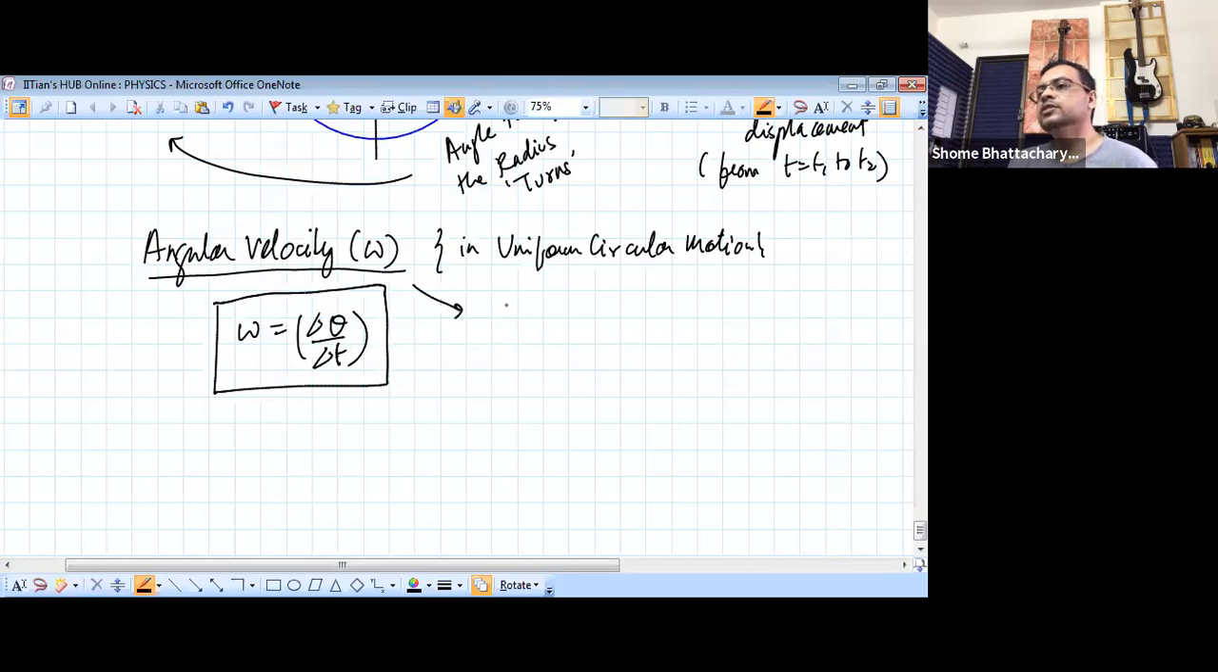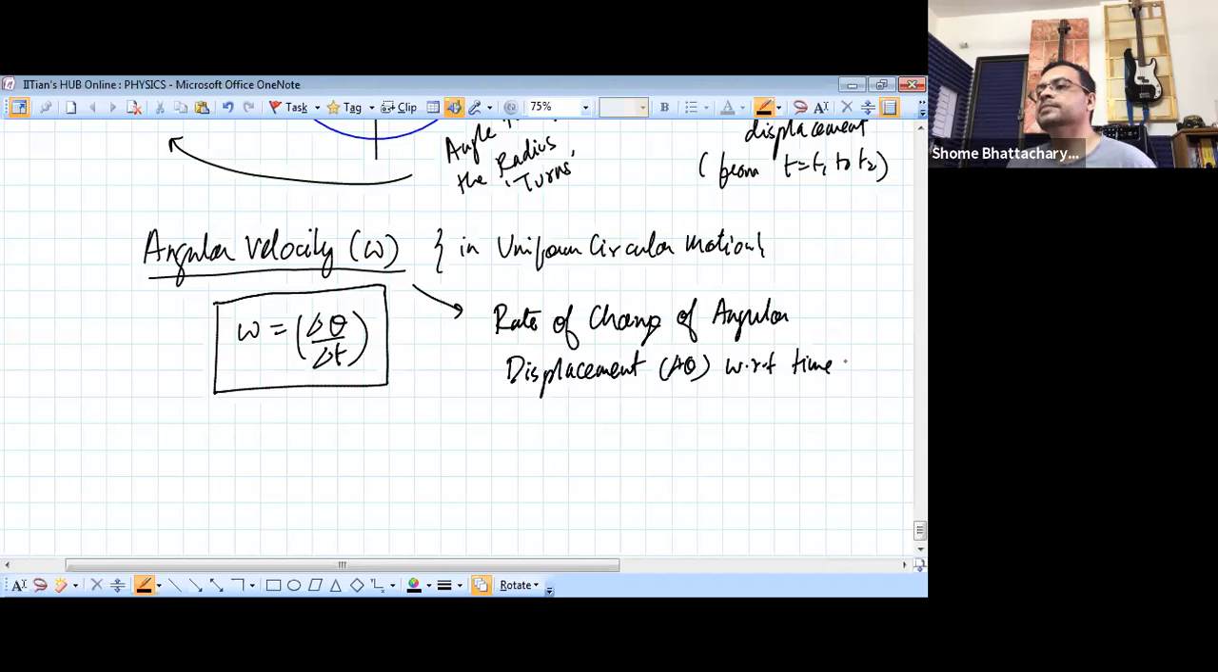The angular velocity is the rate of change of angular displacement, which we denote by delta theta, with respect to the time in which that's happening, which is delta t. So it becomes this. Okay. So omega's SI unit is radians per second.